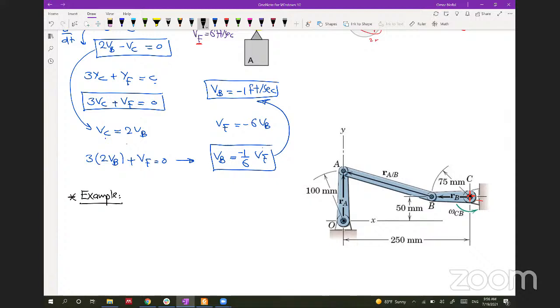So here in this problem, you are given all the geometry needed to get the distances between C and B, B and A, and also A and O. And you are only given the omega of the body CB, and it is equal to 2 radian per second. And you are asked to get the omega of AB and the omega of OA. So you are given only the left body BC, and you are asked for the omegas of the other bodies in this problem.